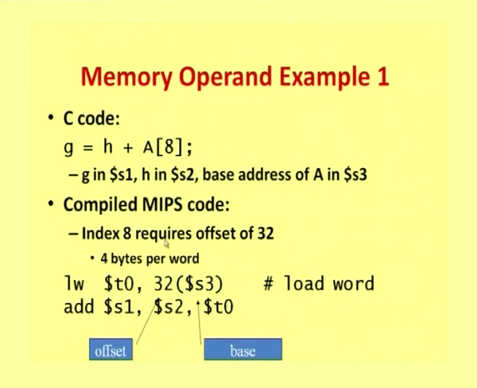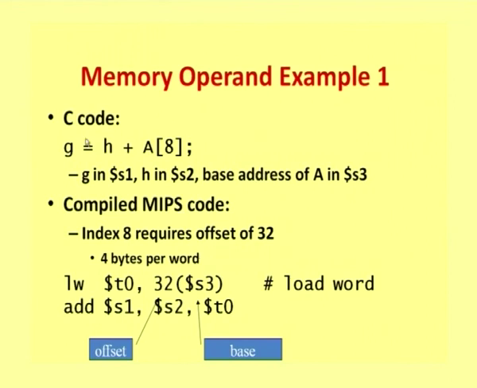Index 8 requires an offset of 32, assuming we are using 4 bytes per word. So, you add 32 to the base address of A, which is in $s3. So, $s3 plus 32 would be the memory address specified here. You have the base and you have the offset. That is the address specified for loading into the register $t0, which is a temporary register. Then $t0 is added to $s2, which has the value h, and that value is stored in $s1, which corresponds to g. So, you will have a load word and an add instruction in order to accomplish the statement.